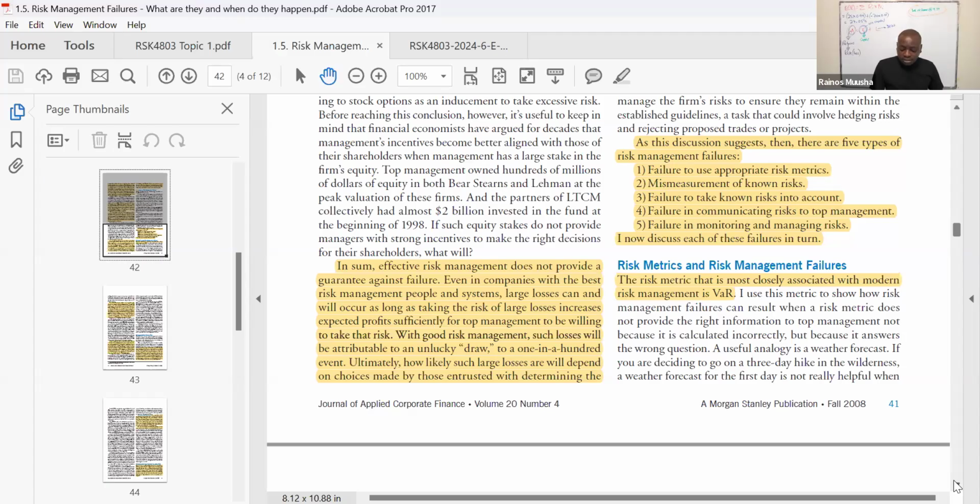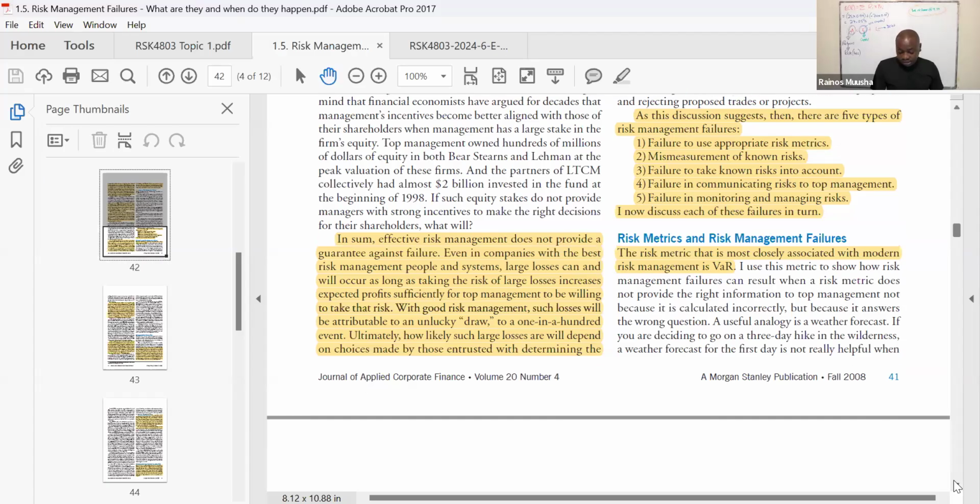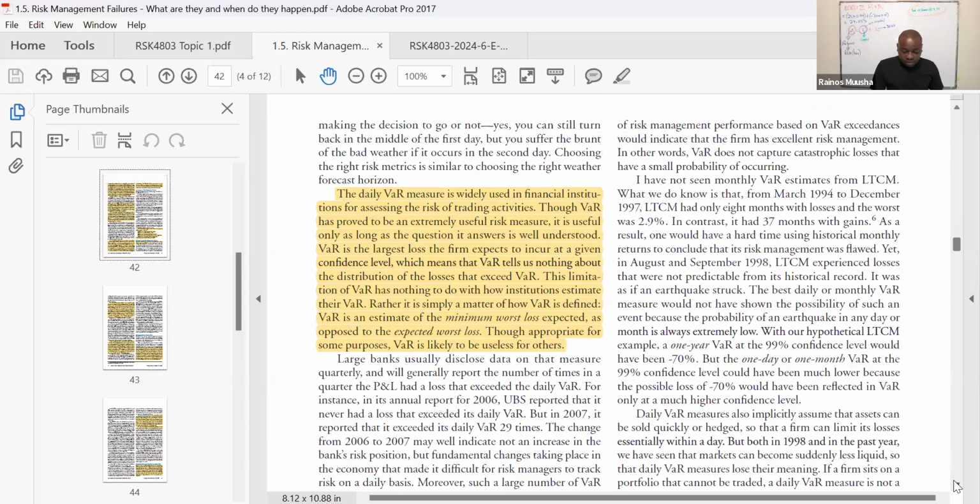So here they're saying the most commonly used measure of risk is value at risk. They say the daily value at risk measure is widely used in financial institutions for assessing the risk of trading activities. Though value at risk has proved to be an extremely useful risk measure, it is useful only as long as the question it answers is well understood.